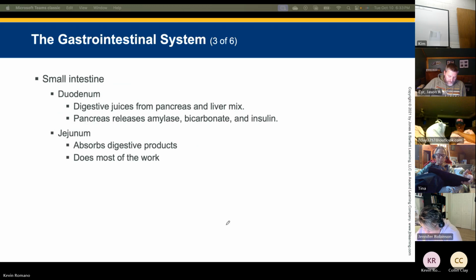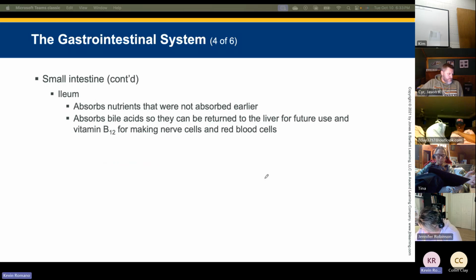The small intestines. Food travels into the small intestines, which consist of three different sections, okay? One is the duodenum, where digestive juices from the pancreas and liver mix together. The pancreas then secretes enzymes that break down starches, fats, and proteins. Then you have the jejunum, which plays a major role in absorption of digestive products and does much of the work in the small intestines as well. The ileum absorbs nutrients that were not absorbed earlier and absorbs bile acids so they can be returned to the liver for future use, and vitamin B12 for making nerve cells and red blood cells.